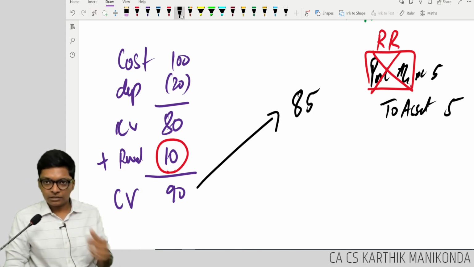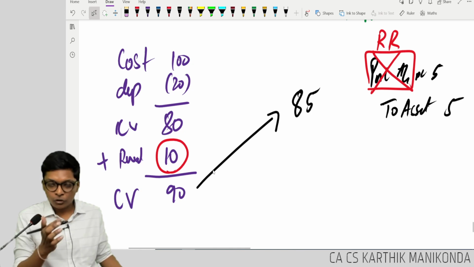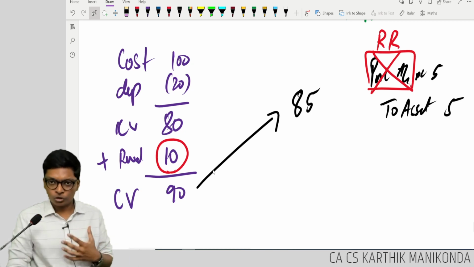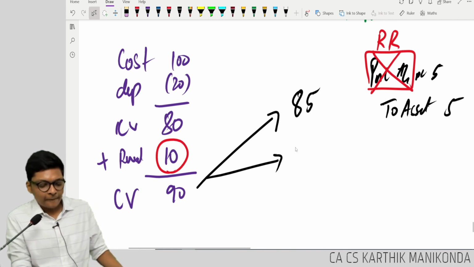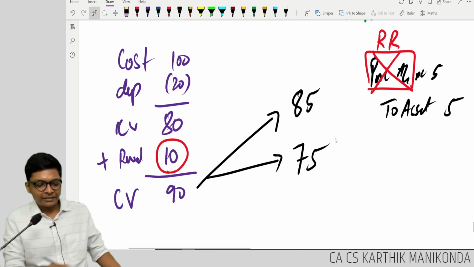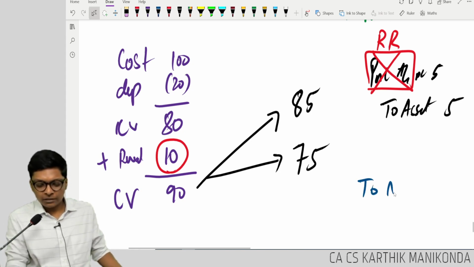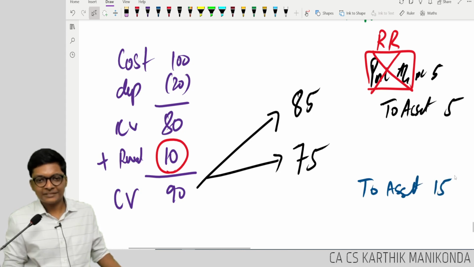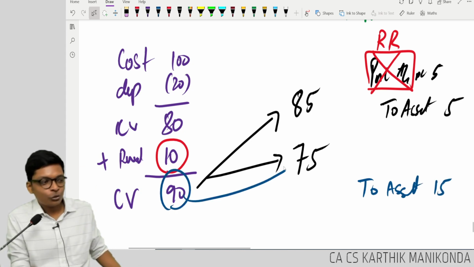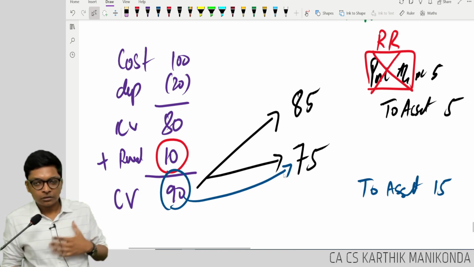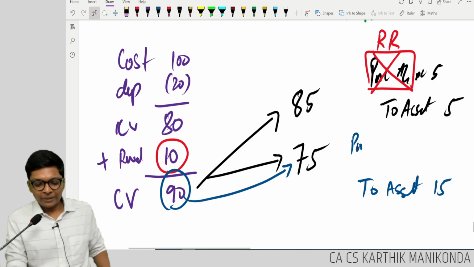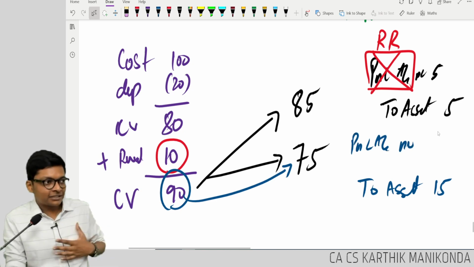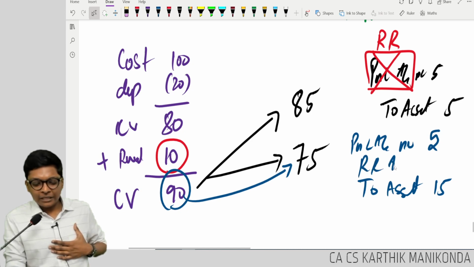Understanding, guys? Yes? Sure? Nafis, understanding? Tell me the answer for this. An asset from 90 has become 75. What is the entry? I will tell you, credit to asset 15. Asset value reduced from 90 to 75. Correct? What to debit? P&L how much, guys? P&L will be how much? 5. Revaluation reserve account debit 10.